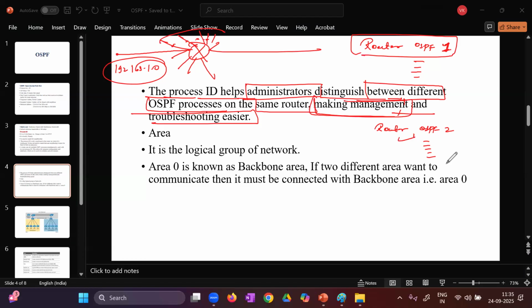But as of now, at the CCNA or CCNP level, it is not required. We will have only a single process ID and define multiple different networks there. It is required only when you have many more networks.